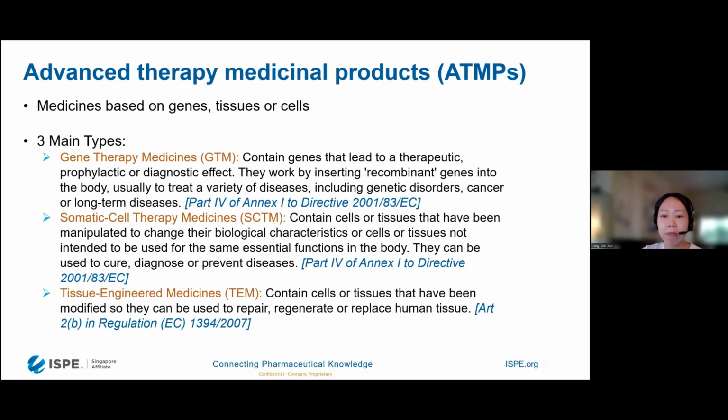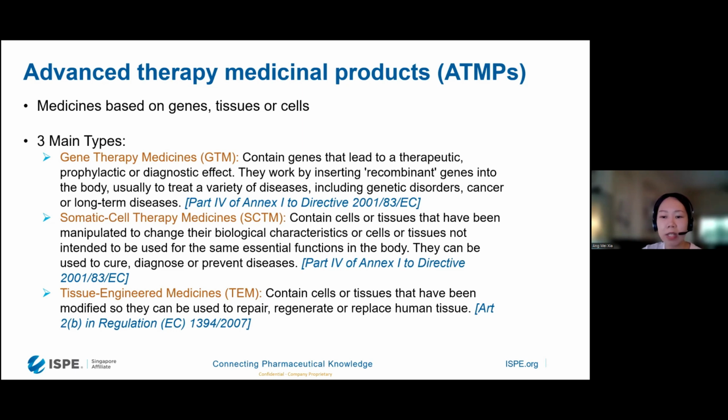In the EU, medicines based on genes, tissue, or cells are termed advanced therapy medicinal products, in short, ATMPs. The EMA has classified ATMPs under three main types: gene therapy medicines, GTM, somatic cell therapy medicines, SCTM, and tissue engineered medicine, TEM. The definitions of each type, according to the directive, are as follows.